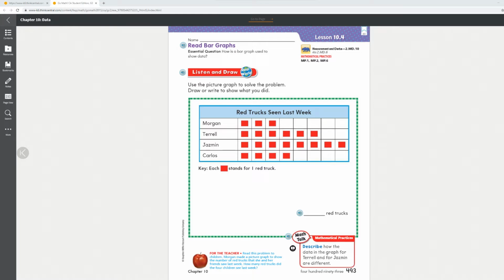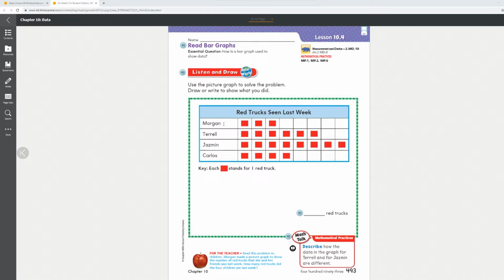So listen and draw. Use the picture graph to solve the problem. Draw or write to show what you did. So here we have a picture graph for us. A survey was conducted and we are looking at the data. Red trucks seen last week. And then we have some names here on the left. So this is a survey of who saw the most red trucks last week.